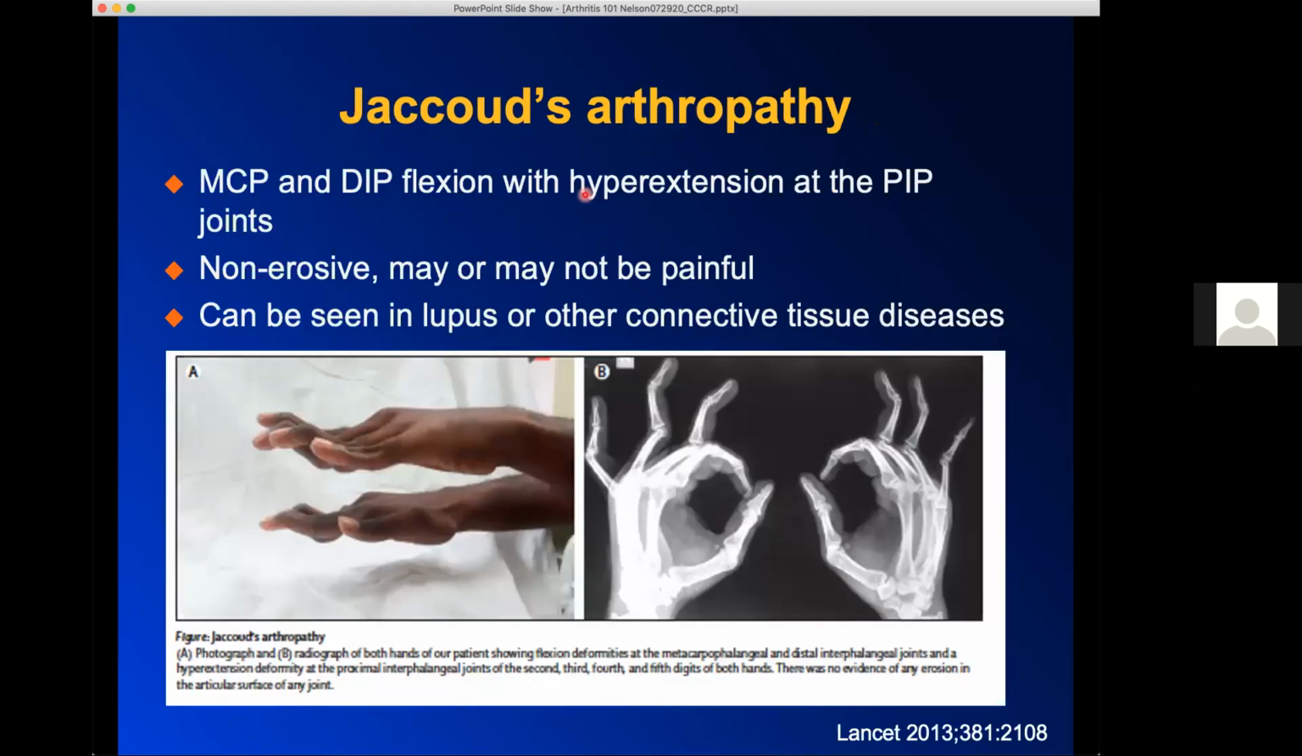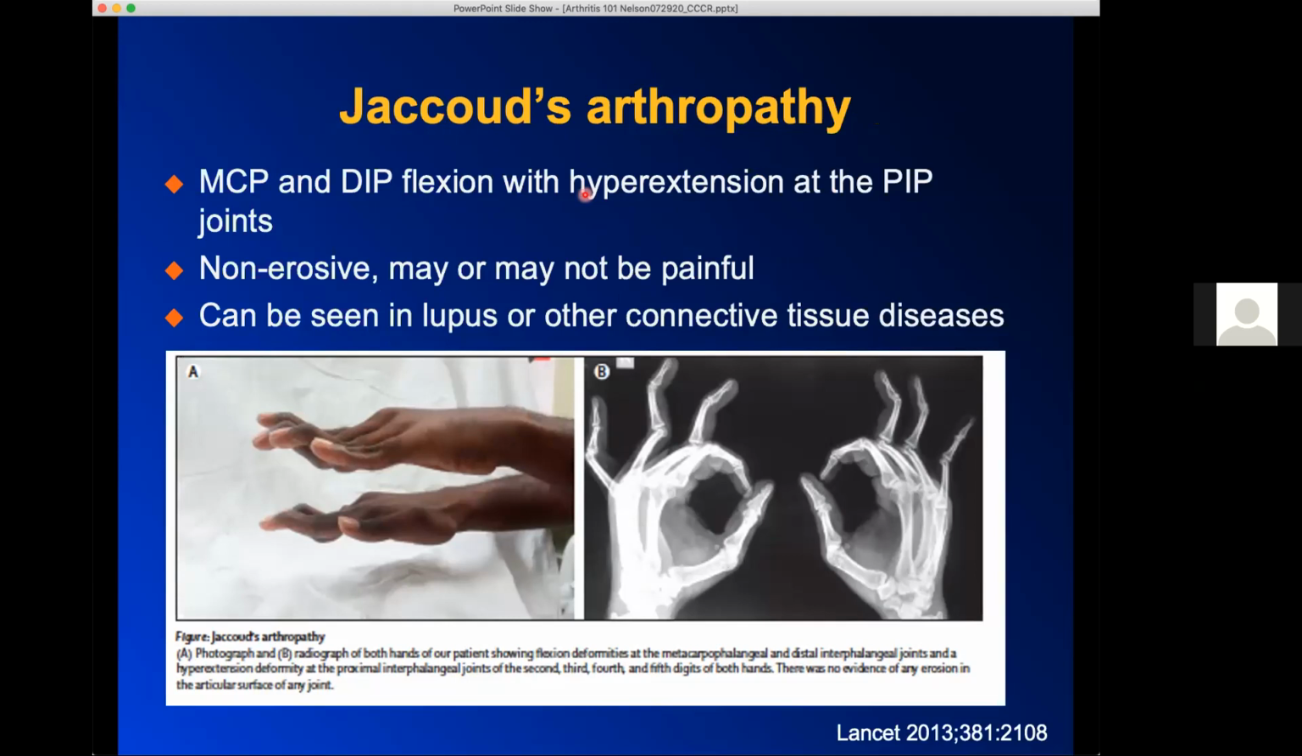I don't have a good spot for this, so I just put it in here, but there's another entity called Jaccoud's arthropathy, which really happens in patients with lupus. But if you look at picture A and just glance at it, you might think that that person has RA. They have a lot of the deformities that I was just talking about.